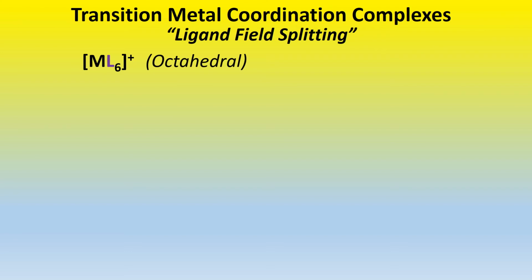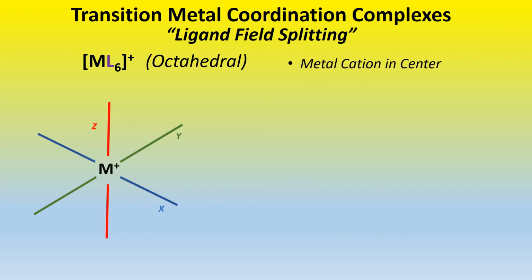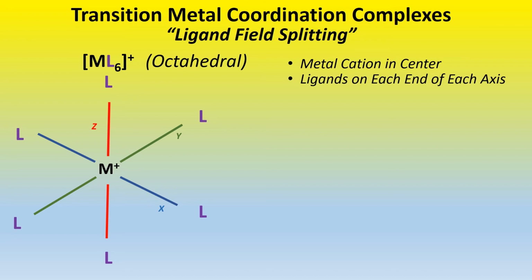So once again, in three-dimensional space, I draw my axes. To make this complex, the metal cation sits at the center, and to get 6 ligands, you wind up with a ligand on the end of each axis. 3 axes, top, bottom, left, right, front, back, gives you 6 positions.